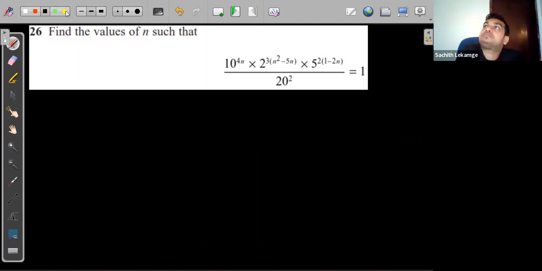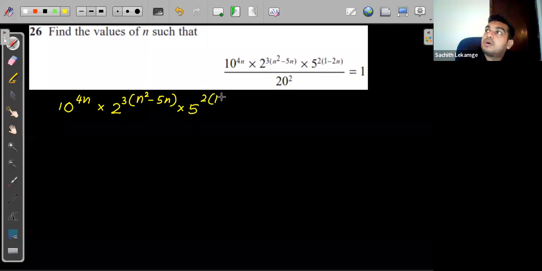What do we need to do? Yeah. What I think is, what if we take 20 to the power 2 to the other side? Then we are getting 10 to the power 4n times 3 to the power n squared minus 5n times 5 to the power 2 times 1 minus 2n equal to 20 to the power 2. 20 to the power 2 means 400. Is it? 400. Yeah. Okay.